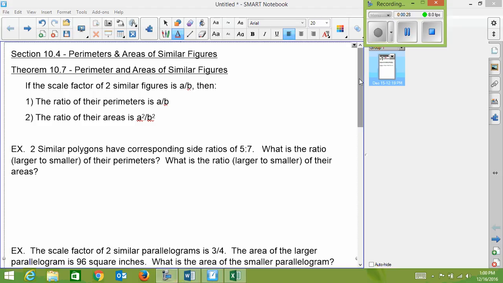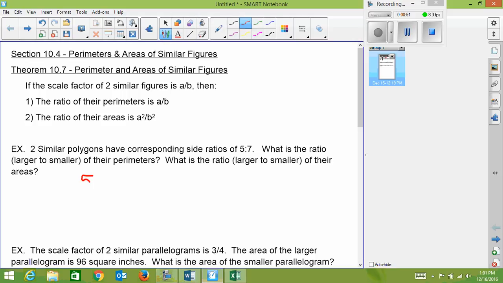So for example here, two similar polygons have corresponding side ratios of 5 to 7. What is the ratio? And I want you to do larger to smaller of their perimeters. What is the ratio also larger to smaller of their areas? Okay, there's really not much to this one.